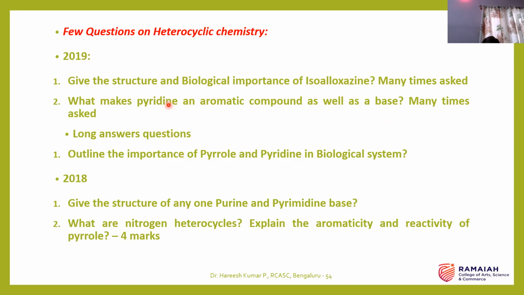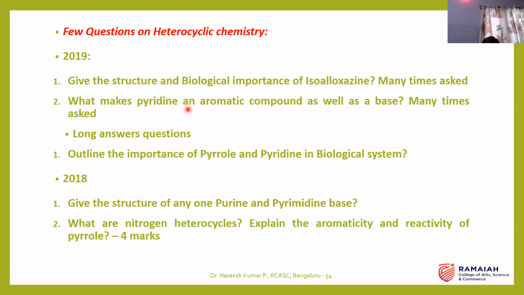So why is pyridine aromatic? Because it has a cyclic, planar, conjugated system which obeys the aromatic rule. And it also undergoes electrophilic substitution. But what makes it a base? In pyridine, the lone pair present on the nitrogen is free, not involved in the conjugation or delocalization. Since it is free, it can react with the acid, more particularly the proton.